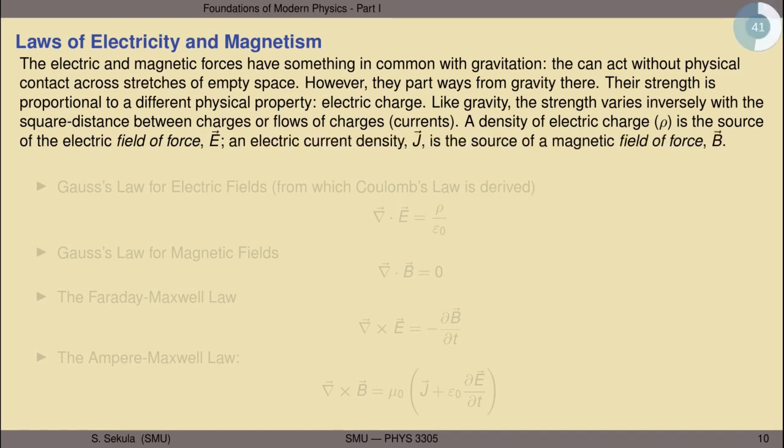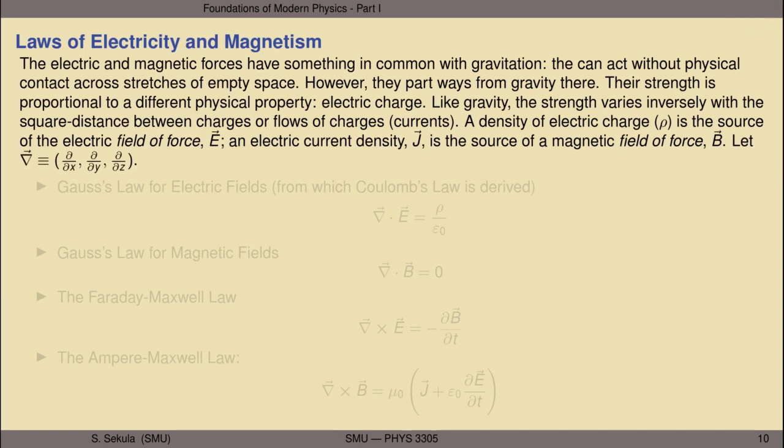Now, an electric current density, that is a flow of electric charge, is the source of a magnetic field of force. So a static electric charge just sitting there in space will exert an electric force on another charge somewhere nearby. But in order to get a magnetic interaction to occur, one of those charges has to be moving relative to the other.